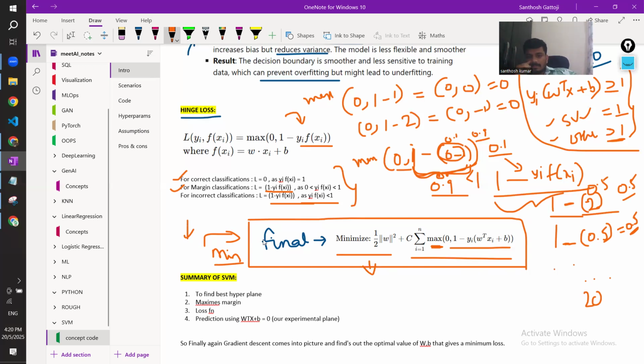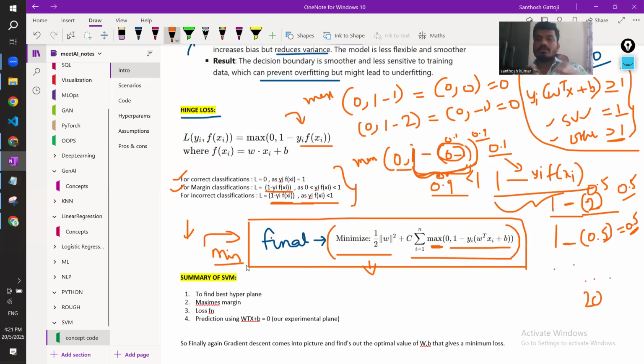Because this is the overall loss. Now coming to this part, for correct classifications this is becoming zero, so we don't need to do anything. But for incorrect classifications, or at least margin classifications, the loss is becoming 1 minus yi f of xi. When you add so many of those, all of those are errors, and error should be less. So finally, the overall value of this plus this, whatever you are getting, that should be minimum. Clear?